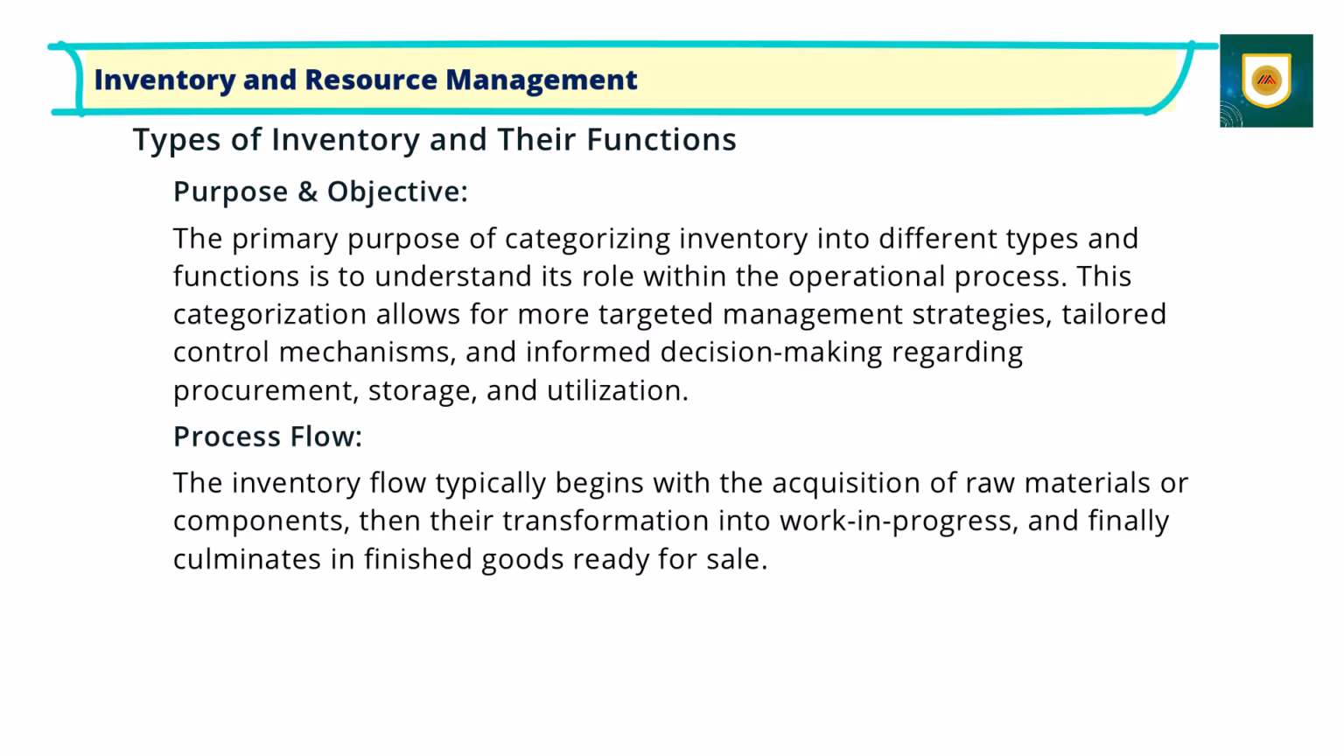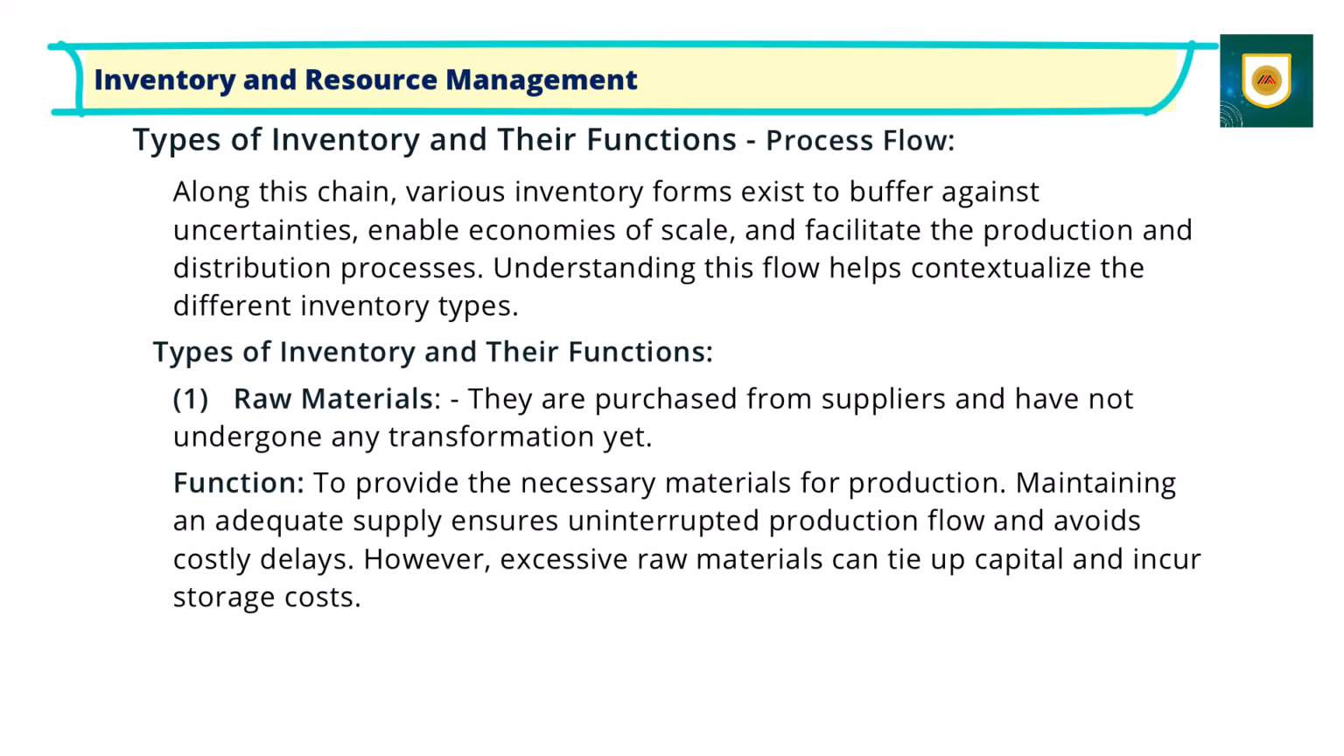Process flow. The inventory flow typically begins with the acquisition of raw materials or components, then their transformation into work in progress, and finally culminates in finished goods ready for sale. Along this chain, various inventory forms exist to buffer against uncertainties, enable economies of scale, and facilitate the production and distribution processes. Understanding this flow helps contextualize the different inventory types.